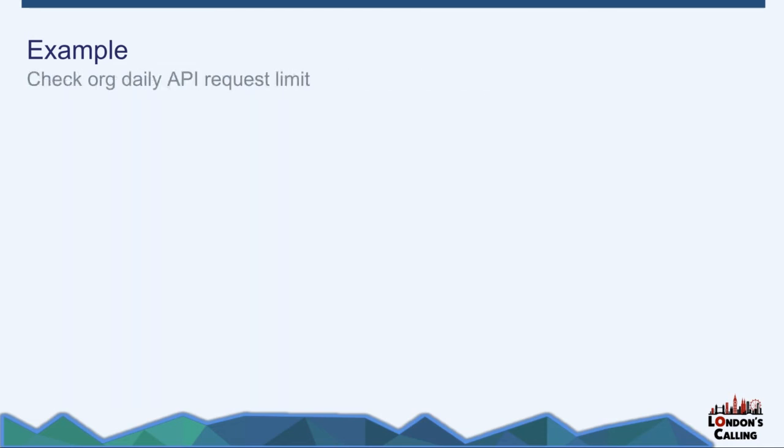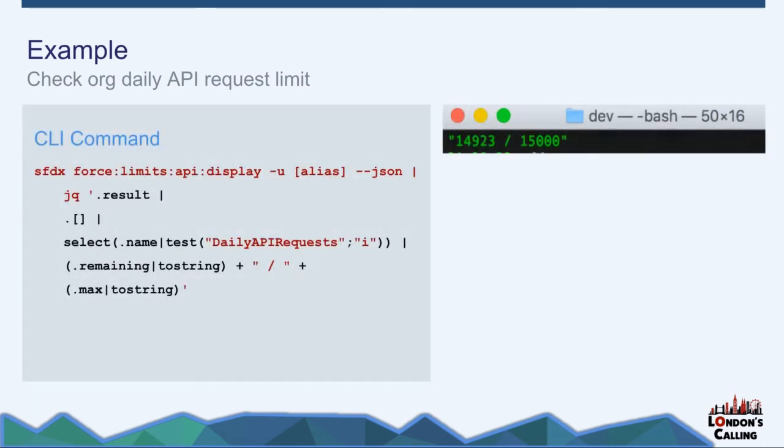For instance, check an org for daily API request limits. Say you have a sandbox with a lot of integration tests going on. It could happen that your API request limit is used up, and you cannot do anything more. To check this on a regular basis, you can use the same approach: SFDX force limits API display, then you pipe it to JQ and filter it down. Then you just see that I have 14,923 API requests still open out of 15,000 in total, so I've not used a lot of API calls.